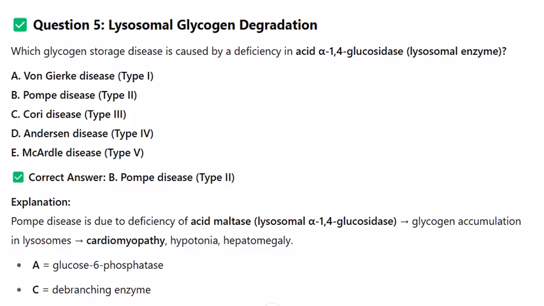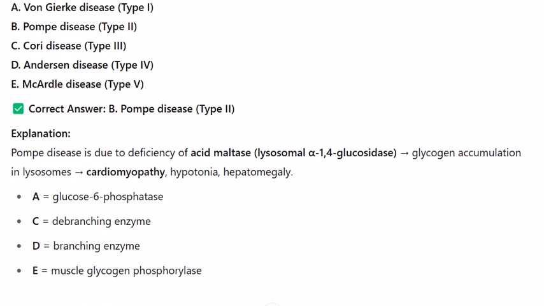Pompe disease, type 2. Pompe disease is due to deficiency of acid maltase, lysosomal α-1,4-glucosidase, causing glycogen accumulation in lysosomes, cardiomyopathy, hypotonia, and hepatomegaly. A equals glucose 6-phosphatase, C equals debranching enzyme, D equals branching enzyme, E equals muscle glycogen phosphorylase.